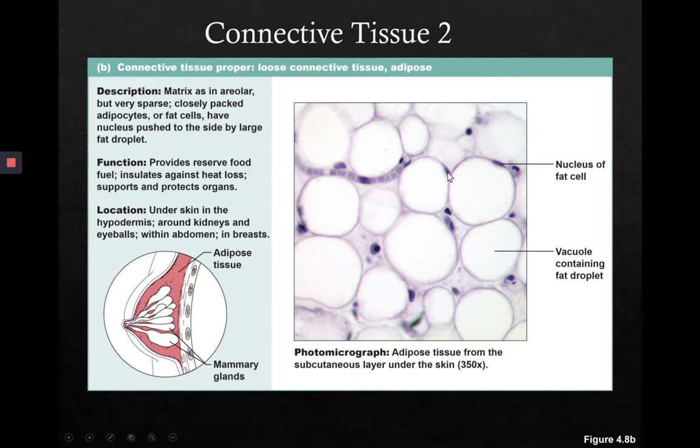This is a type of tissue that functions in reserve food fuel and also insulates against heat loss. It also supports and protects organs. So it makes sense that it's around your kidneys, which are close to the back of your abdominal cavities, around your eyeballs, which are fragile. It's within the abdomen to protect your abdominal organs. It's around the breast to protect mammary glands. And so you're really going to find this type of tissue anywhere that insulation, support, or cushioning is needed, but we can't forget that fat itself is a long-term energy fuel.